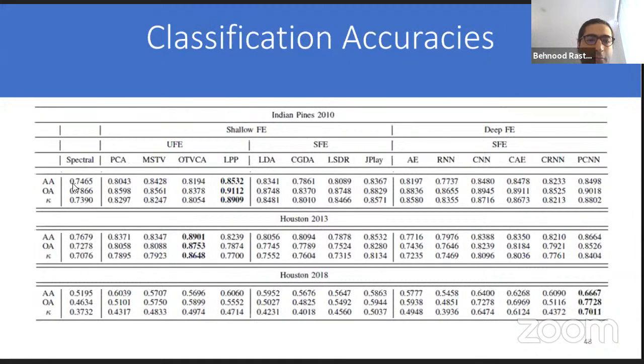You can find more details, for instance the class accuracies for each class inside the paper if you're interested, how many classes each dataset has, and how many samples we use for the training and for the testing as well. So all this information is available inside the paper.